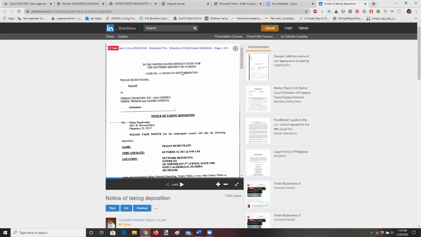Now, this is not in Texas, so we see a different format for the caption. What I'm focusing on, though, here is this to section. It shows you how that's formatted. This is also perfectly acceptable to stack them in this way. Either way is fine. Again, this is a discovery tool, and that's why we have the to section.